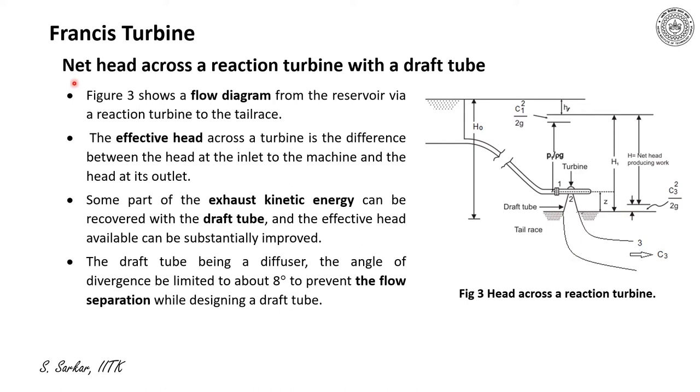Here I have indicated the features of a draft tube, stating that the effective head across a turbine is the difference between the head at inlet to the machine and the head at its outlet. So all can imagine now the effective head, which would be here the head drop because of flow through the turbine. That is the difference between the head at the state point 1 minus head at the state point 2. However, at the state point 2, what is the kinetic energy of the fluid? That can be treated as a loss.